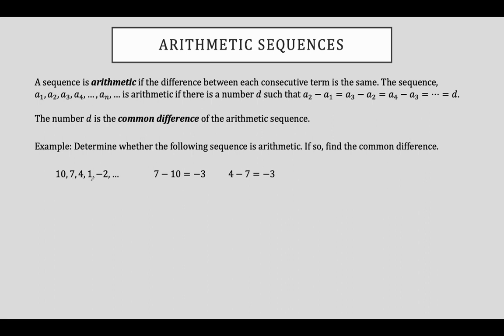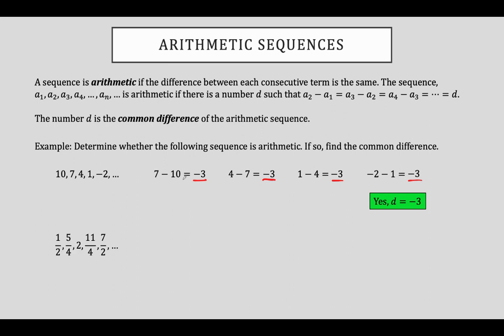We can take the fourth term and subtract the third term. 1 minus 4, that gives us negative 3. And the fifth term minus the fourth term, negative 2 minus 1, gives me negative 3. So taking any one of these terms and subtracting the previous term results in the exact same number. That number is our common difference. Yes, this is an arithmetic sequence, and the common difference, d, is equal to negative 3. Make note, it's always one term minus the previous term. The order is very, very important there.